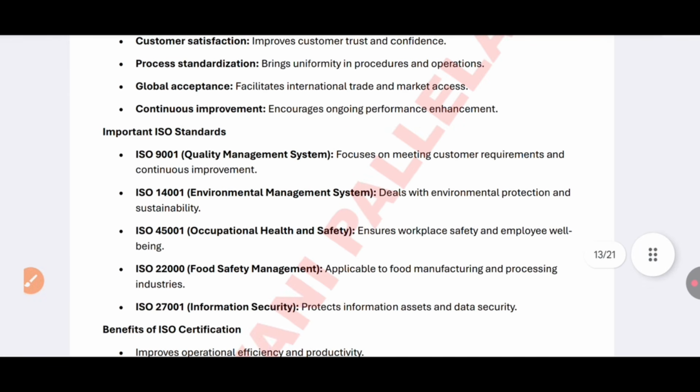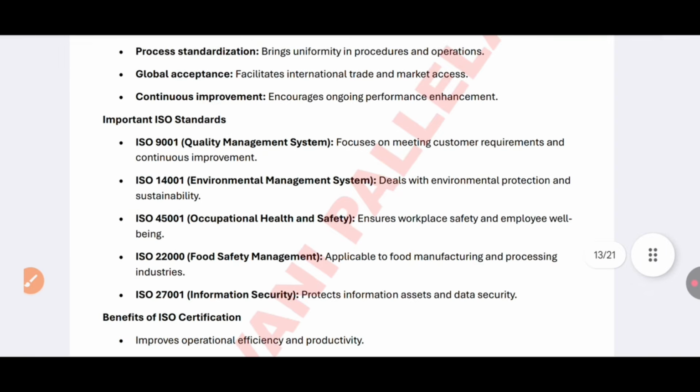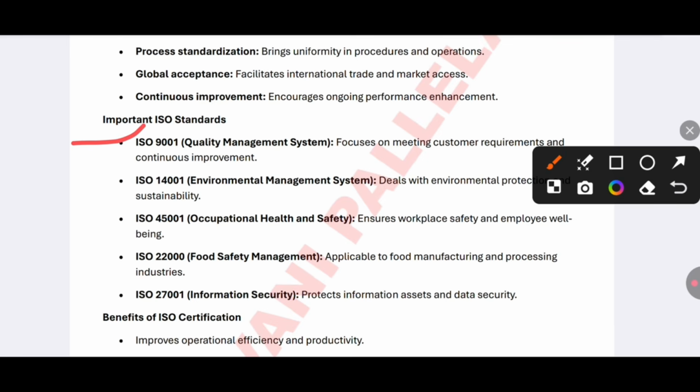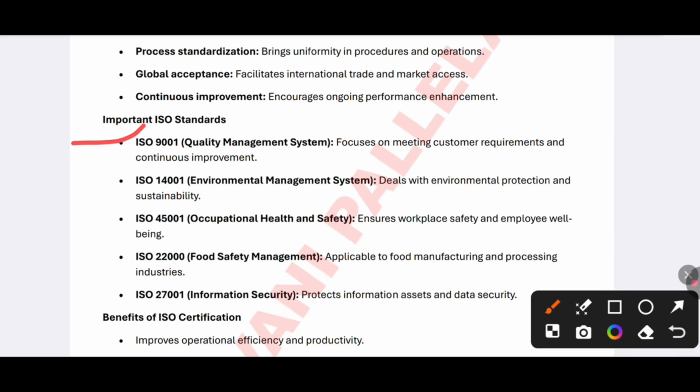Then what is the importance of ISO standards? According to ISO 9001, that is the quality management system, it will meet consumer expectations and ensure continuous improvement. According to ISO 14001, that is the environmental management system, your production, goods and services should not cause any harm to the environment.